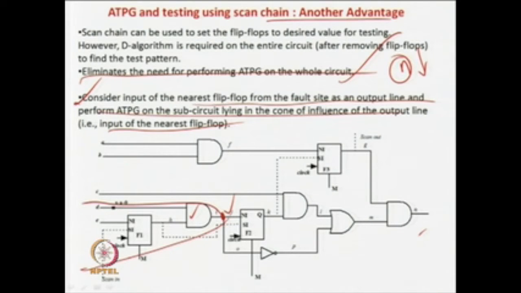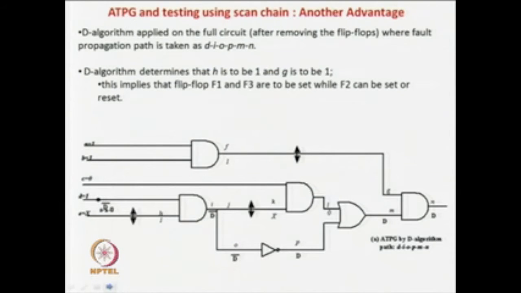So, what you have to consider? You have to consider only this much small circuit for this ATPG, because you have to first find out the nearest flip flop. So, we will just see what we have done. Just remove the flip flop, all the flip flops have been removed. Now, you do not consider anything else. Okay. So, we will show you the advantage in steps.